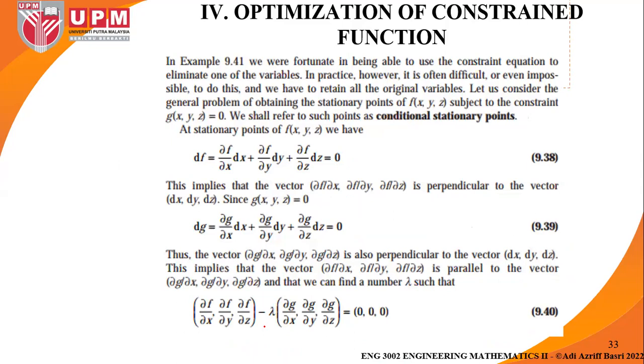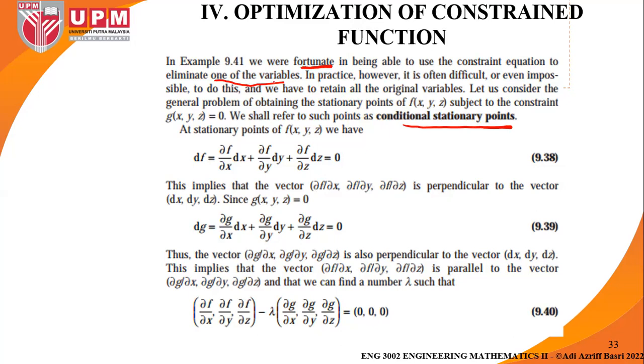In example 9.41, just now, we were fortunate in being able to use the constraint equation to eliminate one variable. So remember here, we are fortunate. In some circumstances, in these examples, you can eliminate one of the two variables to become one variable. But normally in practice, it's often difficult to have these conditions. So what happens if you cannot get these conditions? We consider the problem of obtaining a stationary point of f of x, y, and z subject to the constraint of g of x, y equal to 0. We shall refer to such a point as a conditional stationary point.